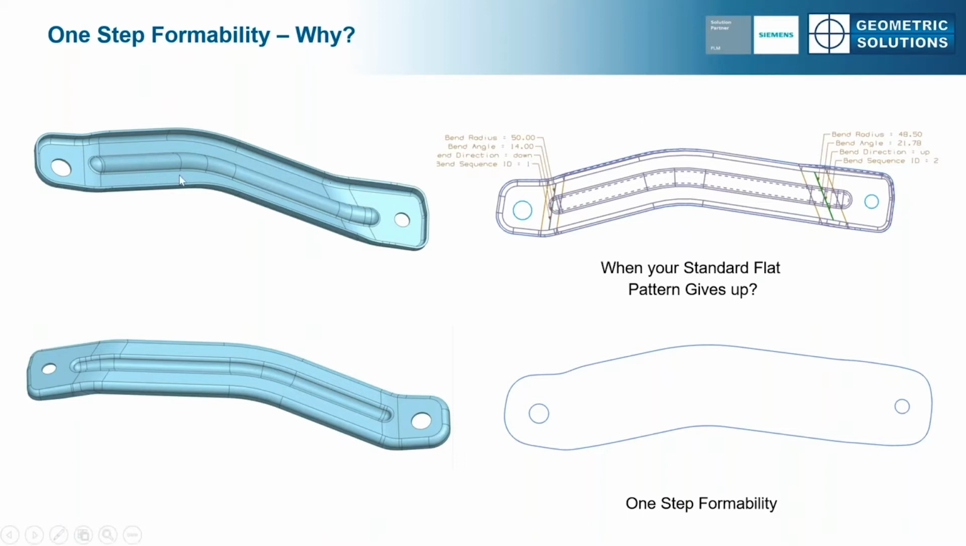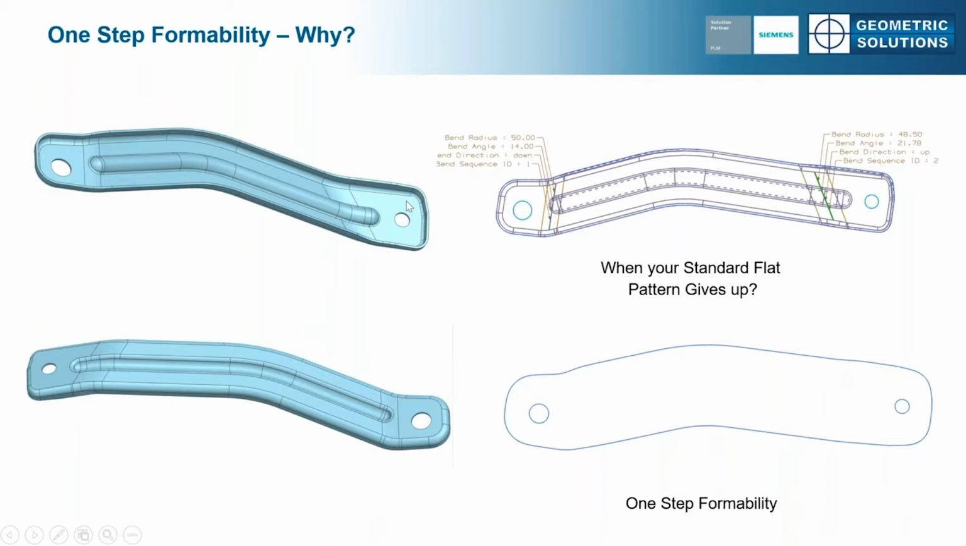So with this part that you can see on my screen, we converted it into a sheet metal part and tried to flatten it. Now, the NX sheet metal flattener, it's pretty good. You can see it was able to flatten some of this. So it was able to flatten these bends. But when it came to the perimeter, it just couldn't do it.